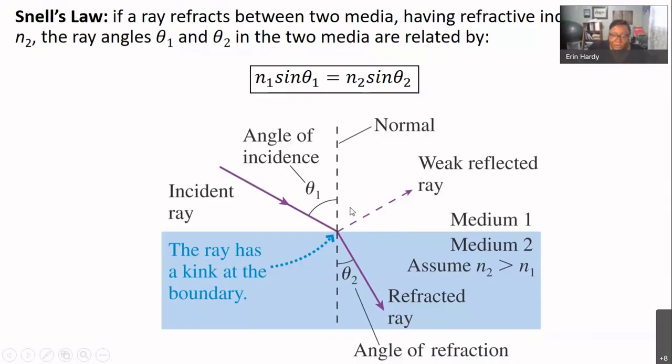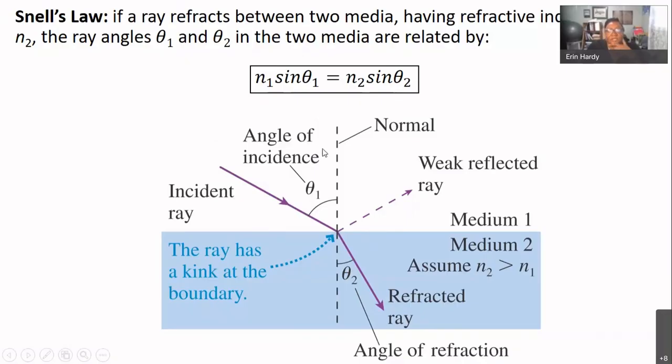So anyway, we've got our normal now that extends beyond just the point where the light ray interacts with the surface. And I've got an angle of incidence theta 1 that is greater than theta 2. That is going to be the case whenever the second medium has a larger index of refraction than the first one. So this is like what you would see if you had a laser going from, let's say, the air in a lab into glass or into water.